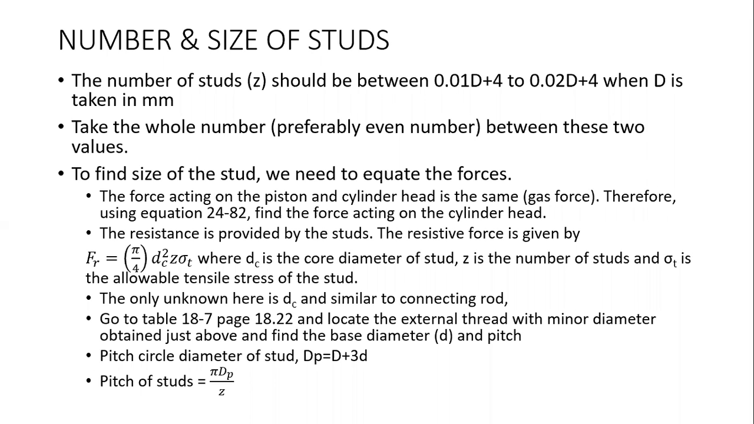Dc, if you put sigma t in Pascal and Fr in Newton, you will get Dc in terms of meter. Now, once you find Dc, like what we have done in the connecting rod bolt, we go to the same table, table number 18.7.